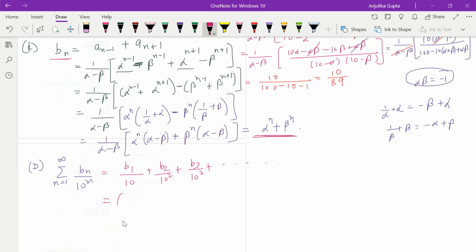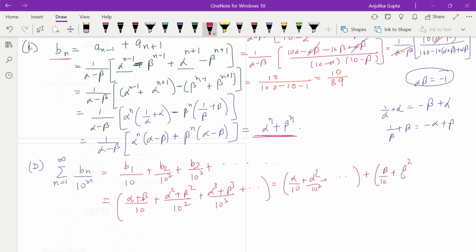Instead of b1 I'm going to write alpha plus beta, instead of b2 I'm going to write alpha square plus beta square. This becomes simple. At least one part is helping the other one. Again you can segregate the two GPs: alpha upon 10 plus alpha square upon 10 square, similar to what happened earlier, just that you had a negative sign in between, plus beta upon 10 plus beta square upon 10 square and so on. Now just sum the infinite series again: a upon 1 minus r plus a upon 1 minus r.